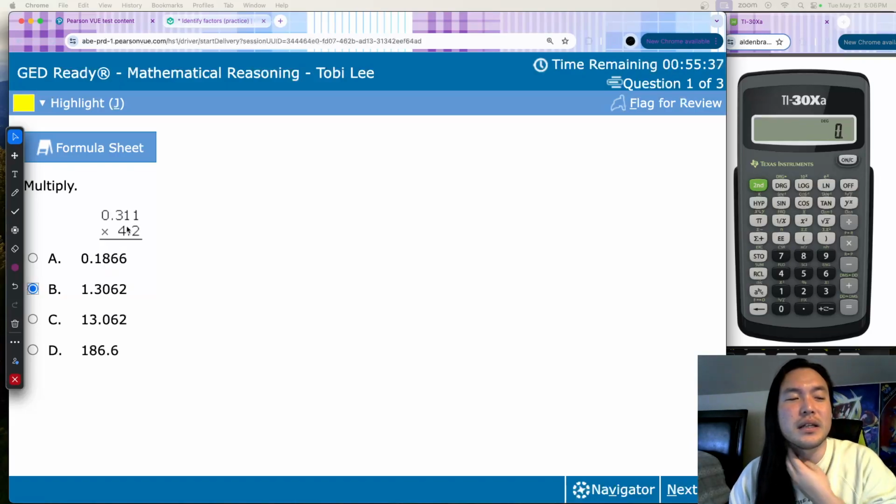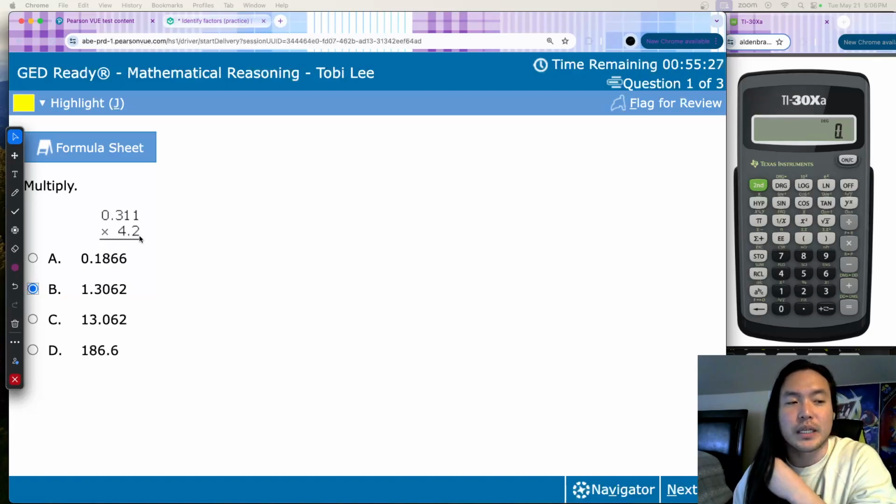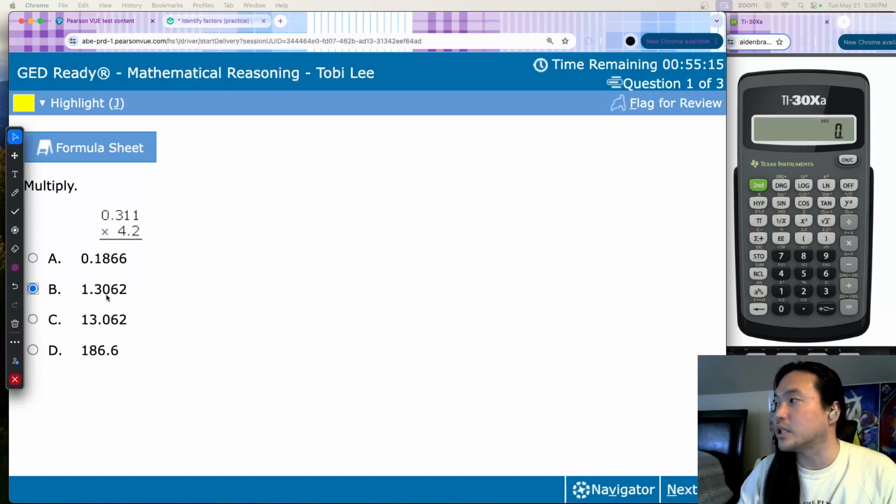So definitely, half of 4.2 is 2.1. 10% of 4.2 is 0.42. If you just know that, I'm looking for a number between 0.42 and 2.1. Definitely that's a very simple way to immediately get to answer B, right? This is kind of like the only answer that even falls within the general range of this answer.